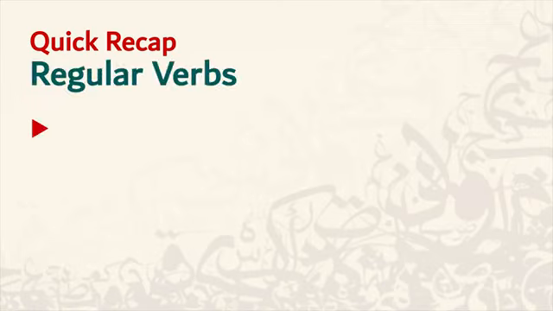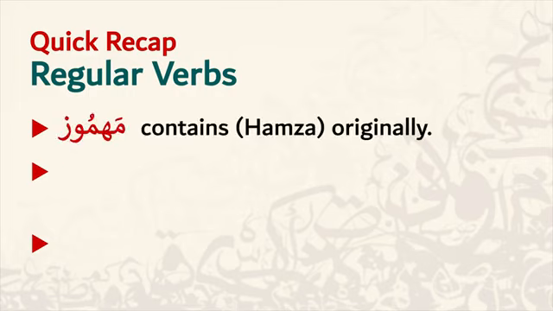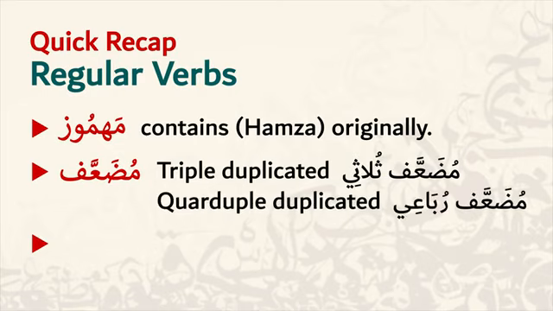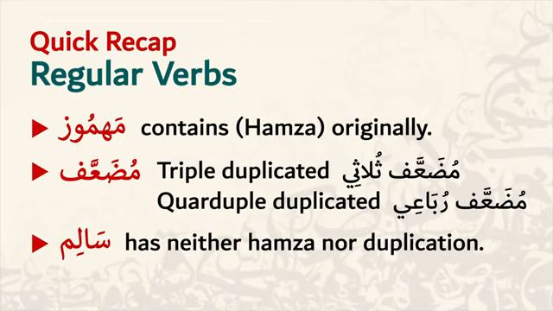In the previous lesson, we learned about verb construction. We mentioned that regular verbs in Arabic are of three types: mahmuz, that contains hamza originally; muda'af, which has two subdivisions; muda'afun thulathi, that contains shadda; and muda'afun ruba'i, which has two couples of identical letters. The third type is salim, intact, which has neither hamza nor duplication.